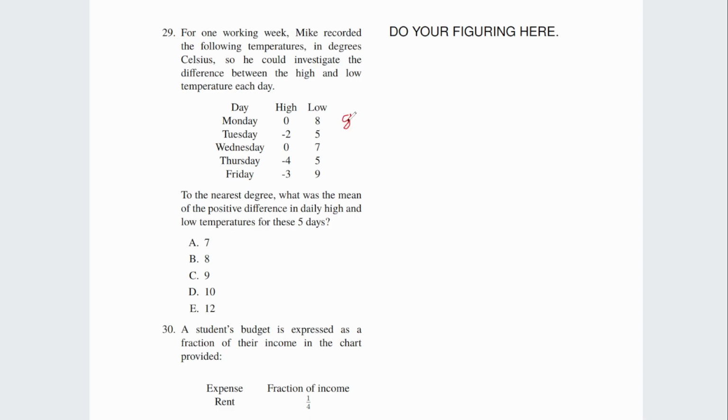So the positive difference for Monday is 8 degrees. Positive difference for Tuesday is 7. Positive difference here, again, 7 for Wednesday, 9 for Thursday, and 12. My goodness, some handwriting I have. And 12 for Friday.